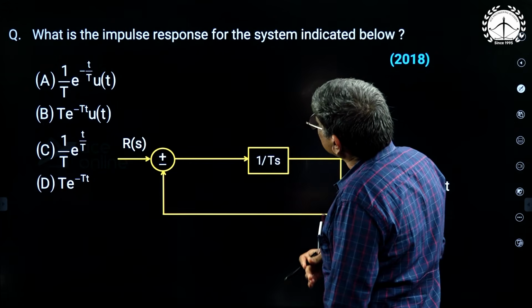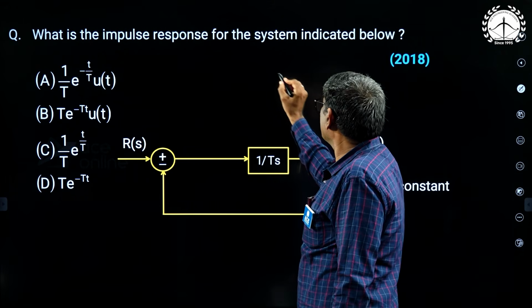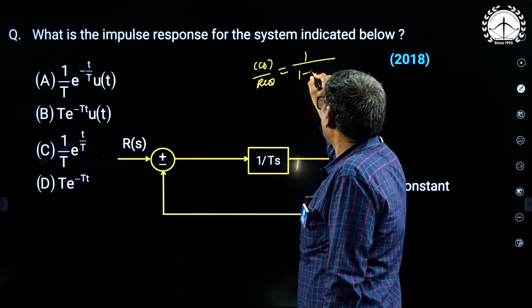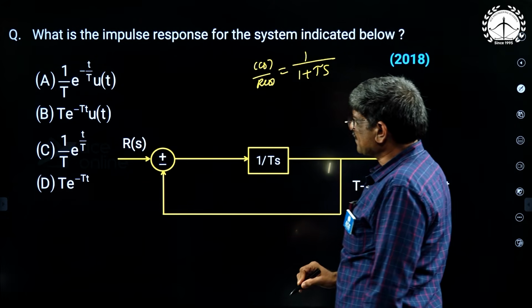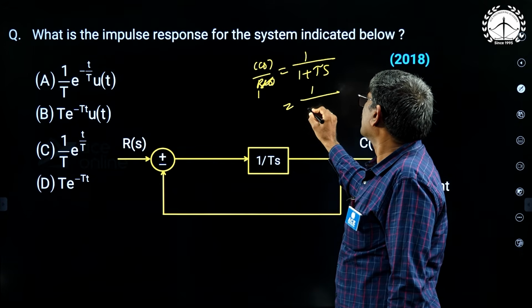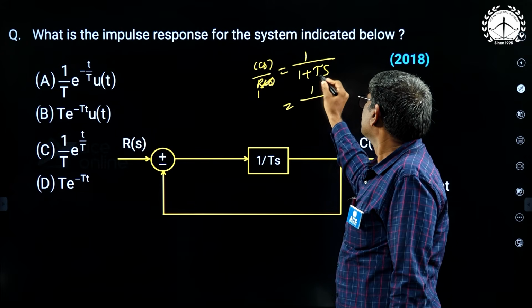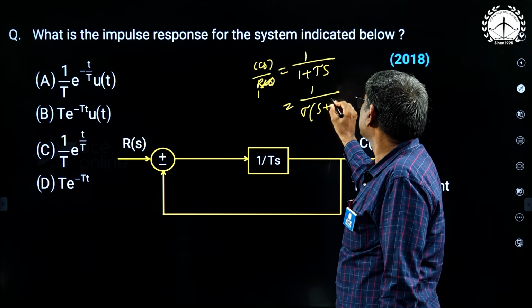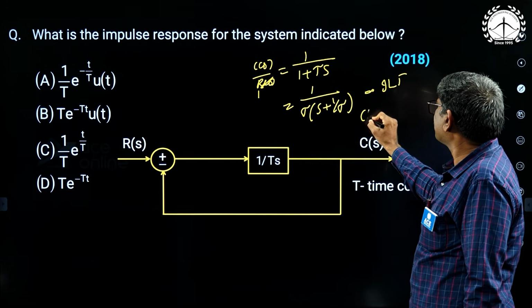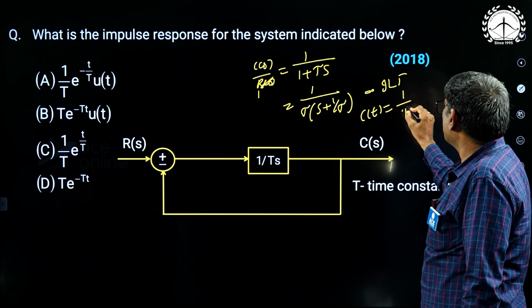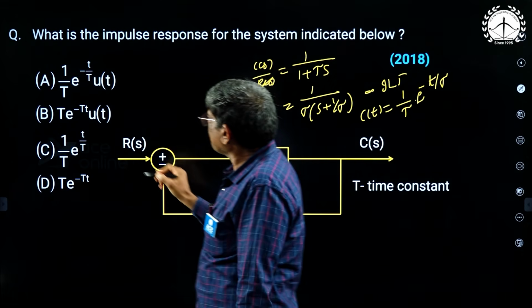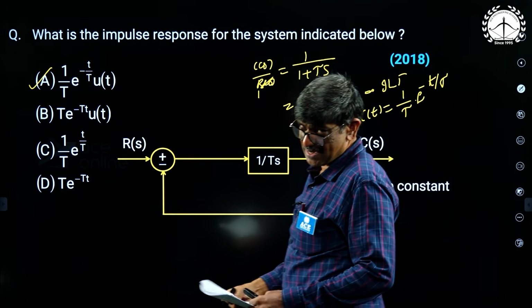This is the impulse response. We solved this in the class itself. What is C of S by R of S? 1 by 1 plus tau s. For a simple impulse response, R of S is 1. So 1 by tau, take it common. If you take tau common, what do I get? S plus 1 by tau. Apply ILT. C of t equals 1 by tau into e power minus t by tau. Option A.